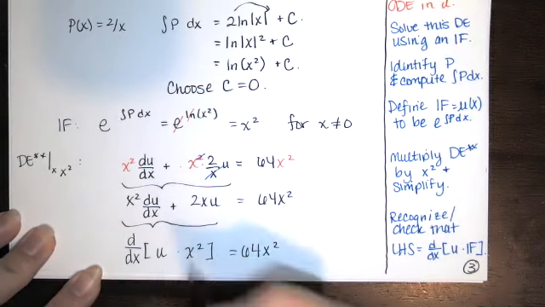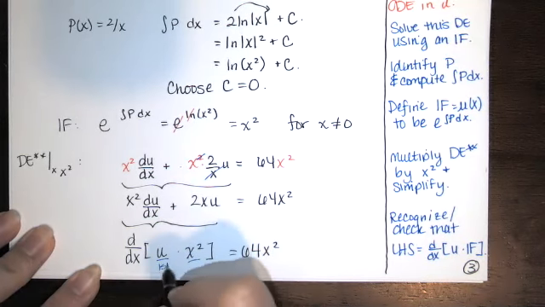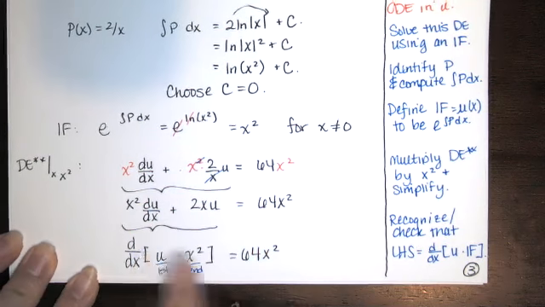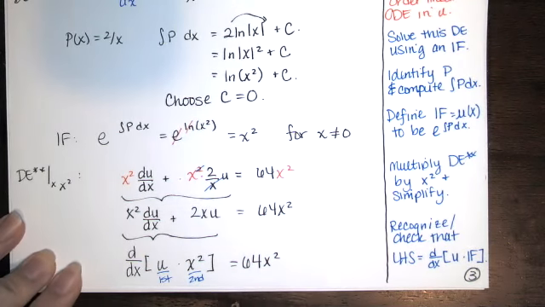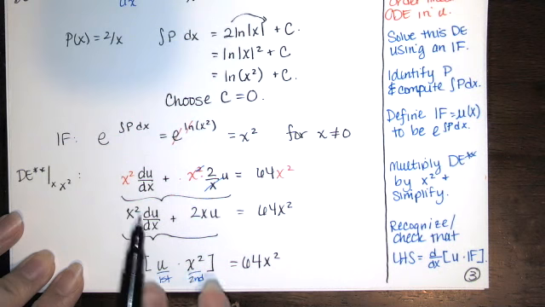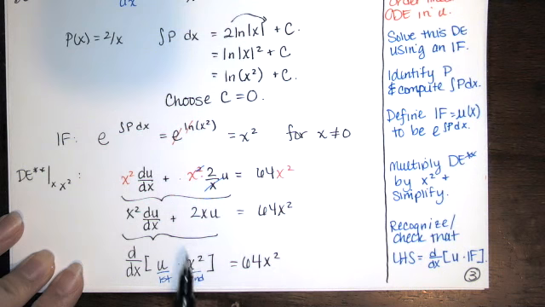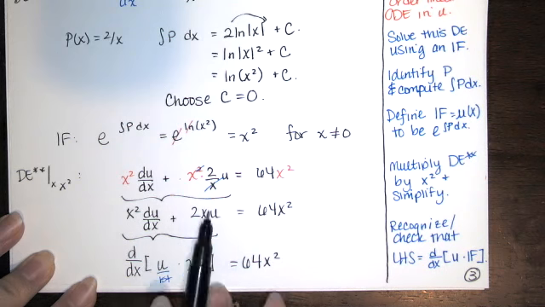Let's check it out. This is a function of x times a function of x, and we're taking the derivative of a product, so we have to use the product rule. According to the product rule, the derivative with respect to x of this product is the derivative of the first times the second, that's right there, plus the derivative of the second times the first. Derivative of this piece is 2x, first is u. So that checks out. The result of the product rule for this is right here.